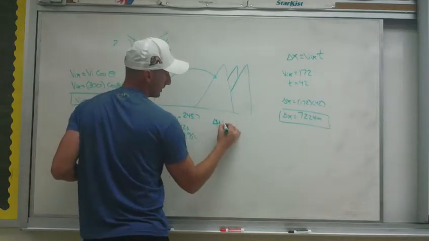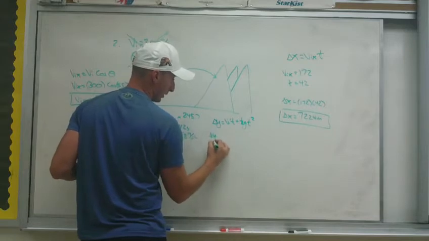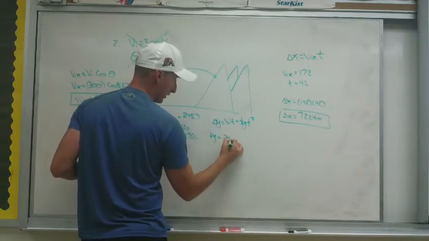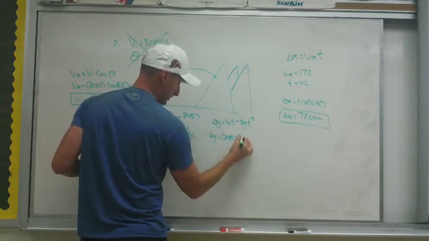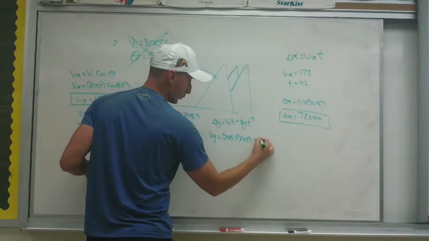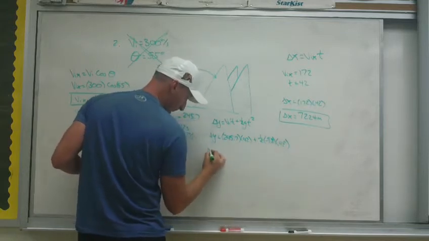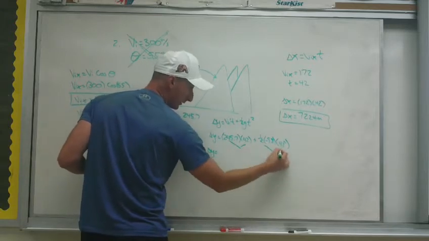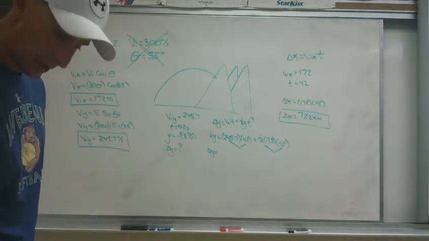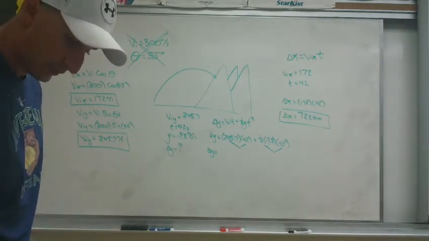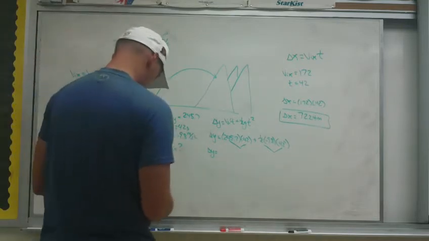I think I'm going to use this one. Delta Y is equal to VIT plus 1/2 GT squared. Delta Y is what I'm looking for. VI is 245.7. Time is 42, plus 1/2, G is negative 9.8, 42 squared. Simplify and then add. So I'll simplify first. 245.7 times 42 is a big number here.